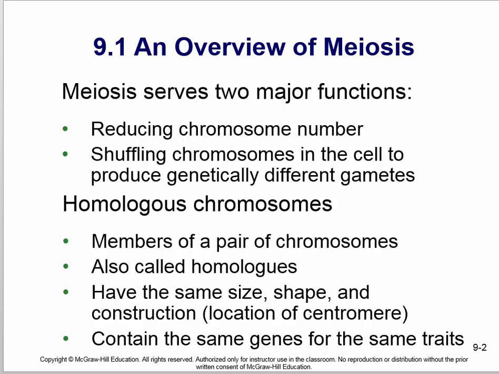Meiosis is a form of nuclear division that is extremely important in sexual reproduction. Essentially, it reduces the number of chromosomes found in the gametes and creates genetic variation. So meiosis serves two major functions. It reduces chromosome number, and it shuffles the chromosomes in the cell to produce genetically different gametes.